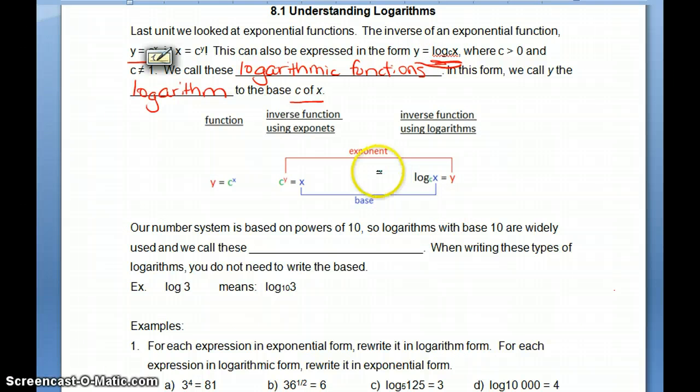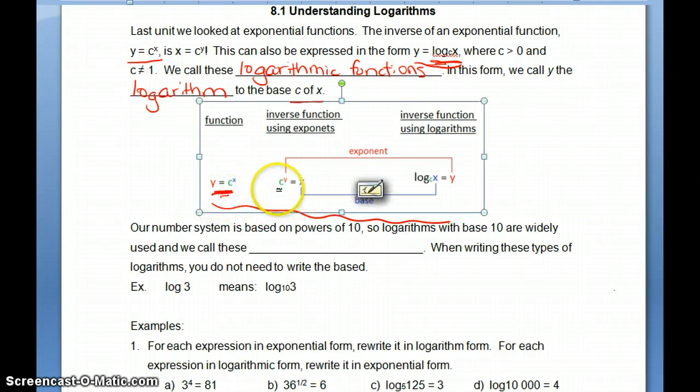Okay, so looking at this, I gave a little picture about how this would look. Say we have the function y is equal to c to the power of x. So this is our original function. If we were to take the inverse of that function, it would be c to the power of y is equal to x. If you notice there, you switched the x and the y values. That's when you take the inverse. And then if we were to write our inverse function as a logarithmic function, we'd have log to the base c of x is equal to y. So this is how we would write it.